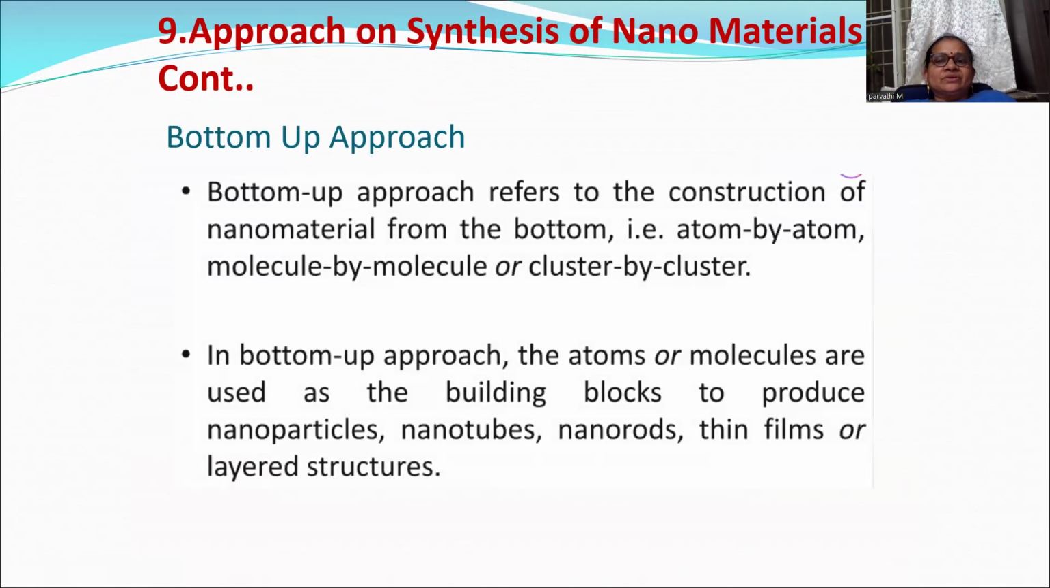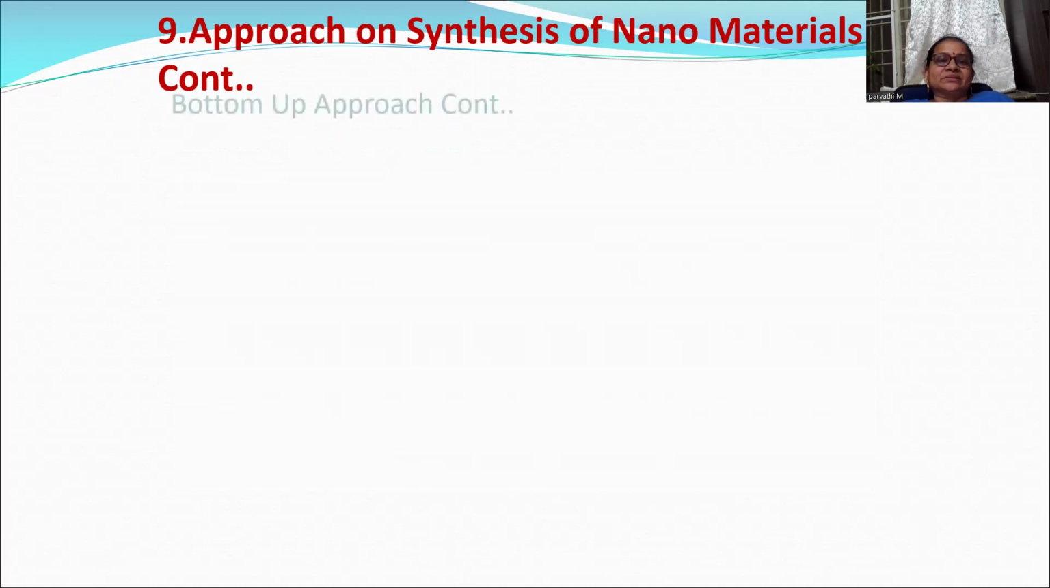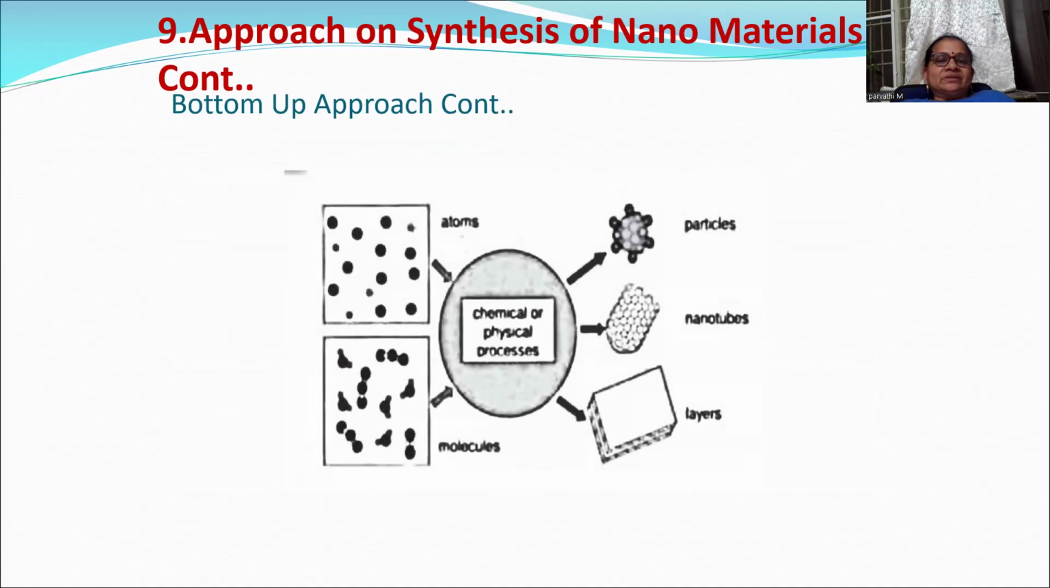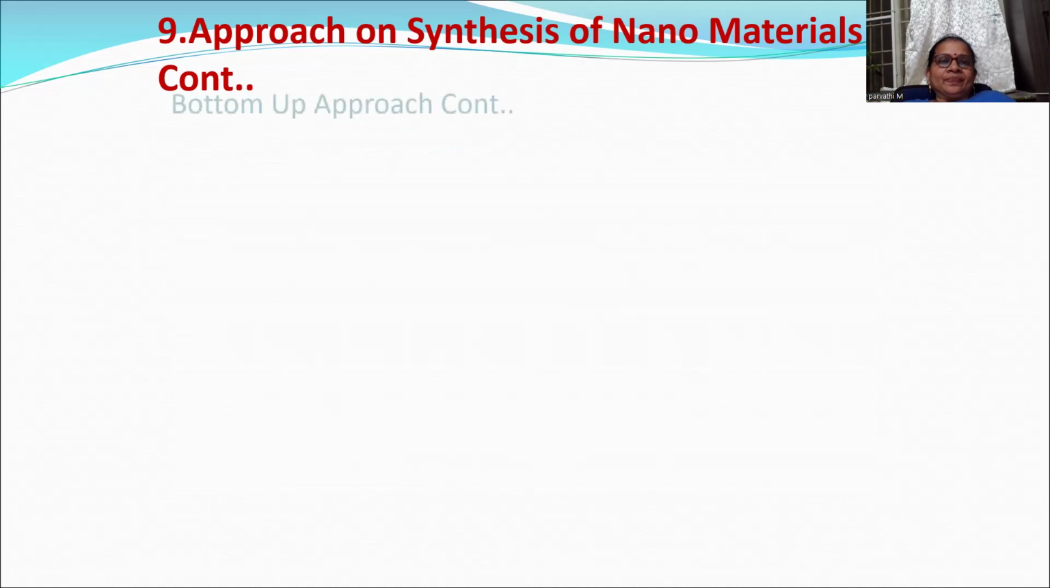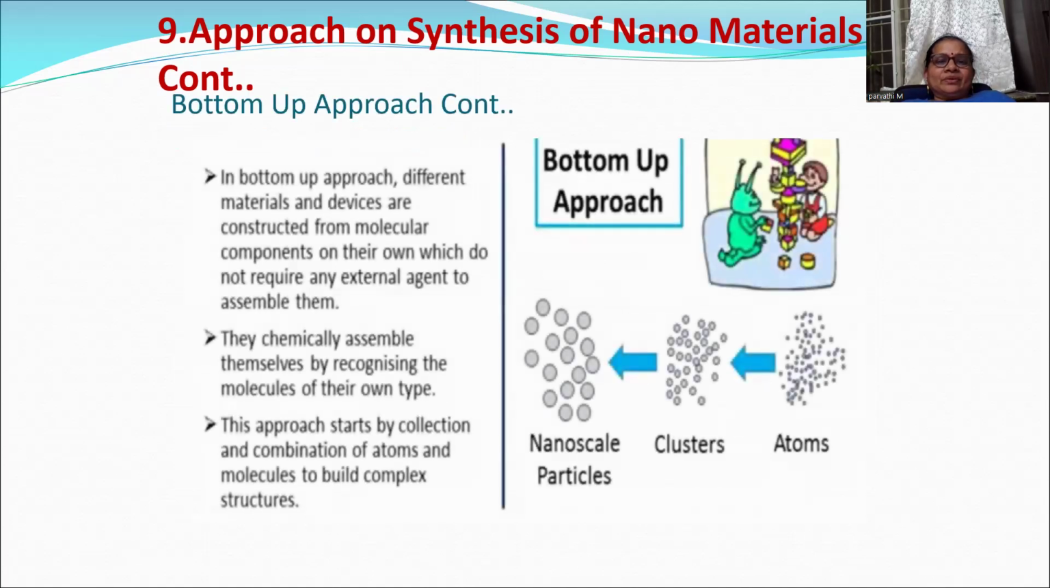So bottom-up approach refers to the construction of nanomaterial from bottom, atom by atom, molecule by molecule, or cluster by cluster, and these are used as the building blocks to produce nanoparticles, nanotubes, nanorods, thin films, or layered structures. And this is one more representation, atoms and molecules together, chemical or physical process to bring particles or nanotubes and layers. Okay, so in the bottom-up approach, they chemically assemble themselves by recognizing the molecules of their own type. This approach starts by combining atoms and molecules to build complex structures.